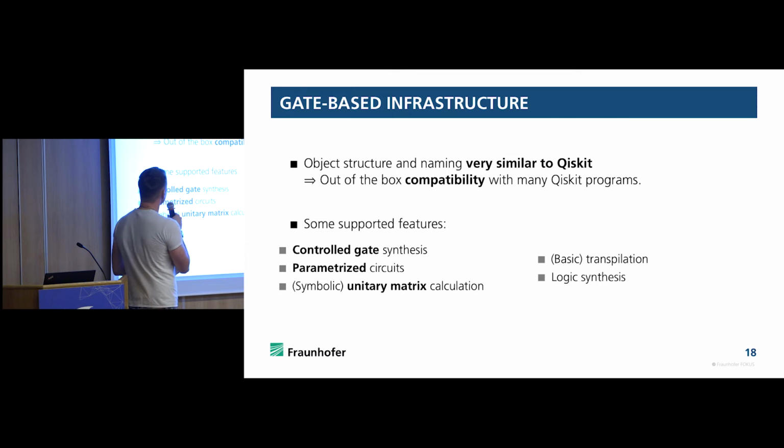works. So some features we support are controlled gate synthesis, parameterized circuits, and unitary matrix calculation, and we can even do this symbolically, which is something you cannot do in Qiskit. So basically what I mean by this is if you have a parameterized circuit and you calculate the unitary, you will get back an array of SymPy expressions where you have the SymPy symbols, which are the parameters here. We have a very basic transpiler, and we can also do logic synthesis.